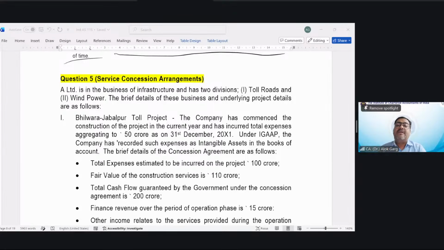My dear friends, in the service concession arrangement, there are two types of arrangement. Arrangement number one, okay. In the service concession arrangement, you will hear about BOOT, build, own, operate, transfer, and BOT, build, operate, transfer. In your real and practical life, you will hear about these words also. Now coming back to this, in the service concession arrangement, there are two periods. Number one, construction period. Number two, operation and maintenance period.